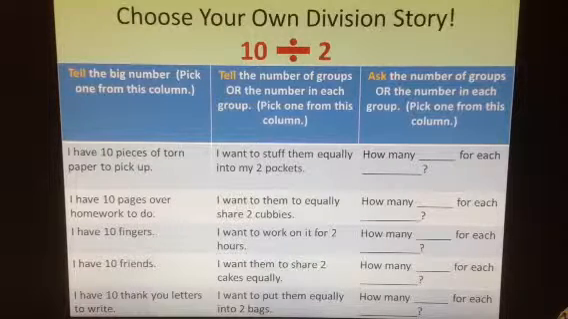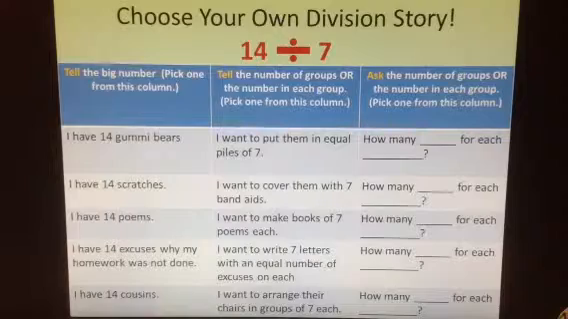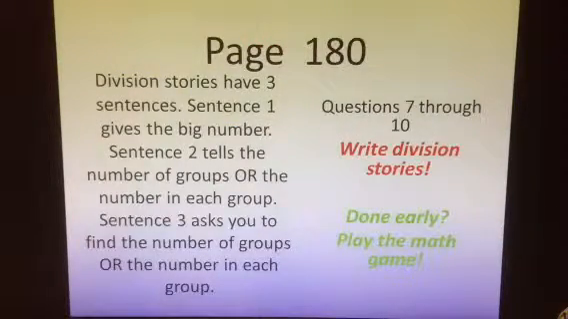This was another one we came up with, 10 divided by 2. We thought of silly stuff for these, had fun with this, and filled in the blanks. Pause the video to see if you can make some of your own division stories. Pick any of them. This was our last one, 14 divided by 7. And that was it for today.